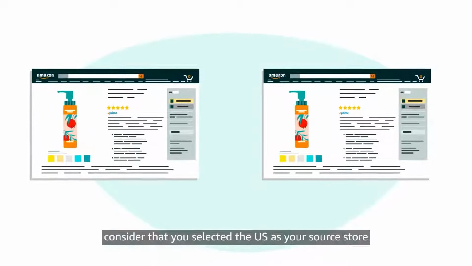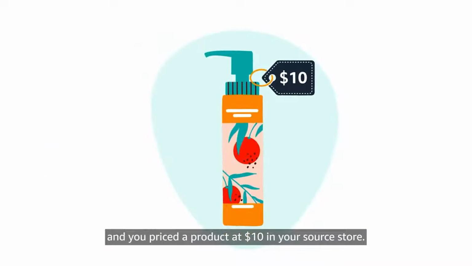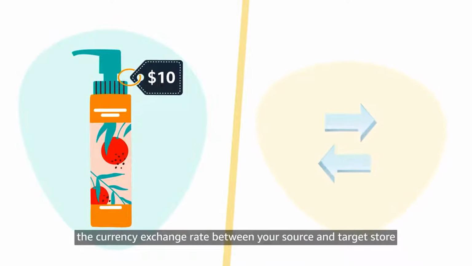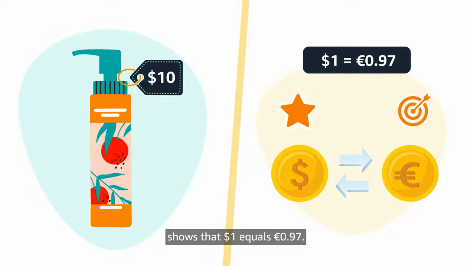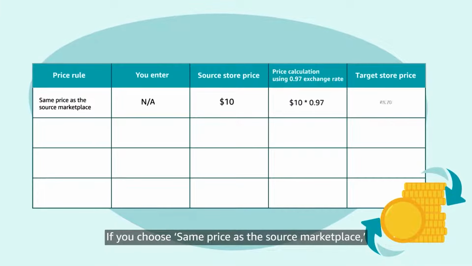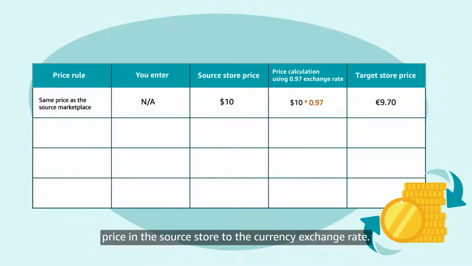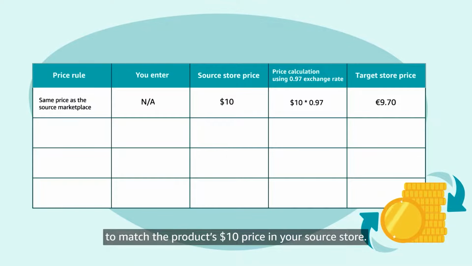For these examples, consider that you selected the US as your source store and Germany as one of your Target stores, and you priced a product at $10 in your source store. At this time, the currency exchange rate between your source and Target store shows that $1 equals 97 euro cents. If you choose same price as the source marketplace, we'd convert your product's price in the source store to the currency exchange rate. The price in your Target store would be €9.70 to match the product's $10 price in your source store.